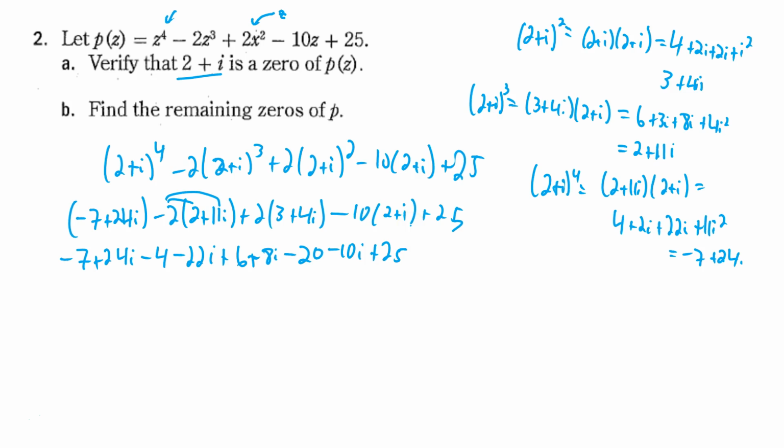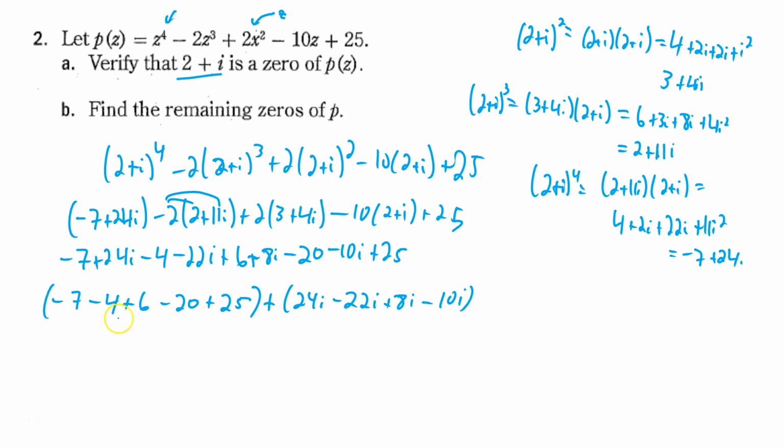So let's get all of our constants together. So we have negative 7 minus 4 plus 6 minus 20 plus 25. So those are all our constants. That would be like our a. Now let's look at our i's. So we have plus 24i minus 22i plus 8i minus 10i. So we should get 0 for both of those.